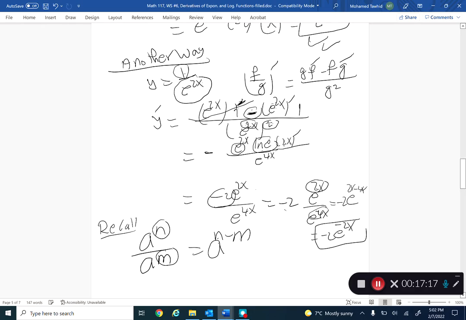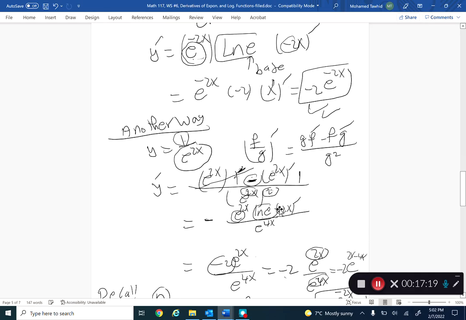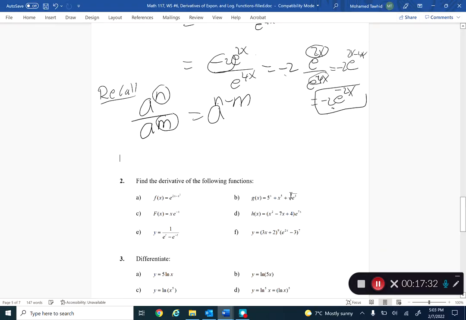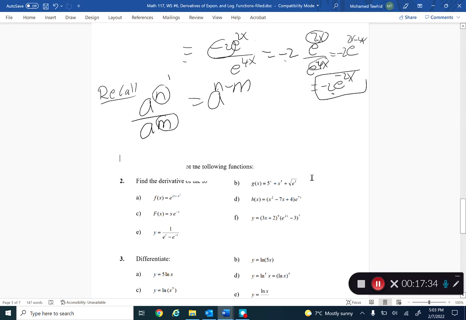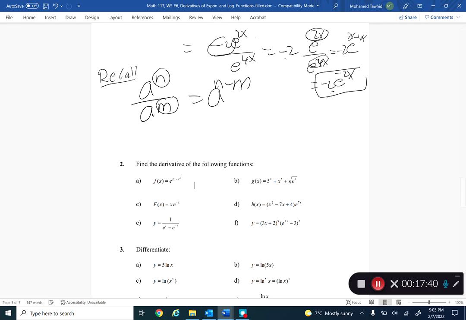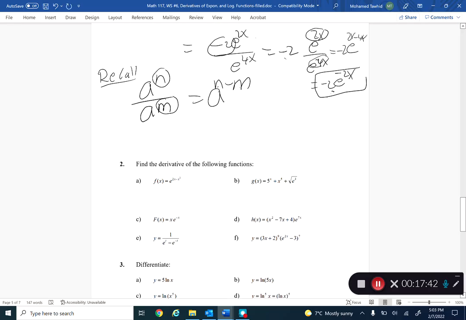And that is exactly what you have up here. Look, this one here is negative 2 e to the power negative 2x. And here also, if I simplify your quotient rule, you will get exactly the same. All right. So let me solve some of these problems, and then continue next time with how to get the log.